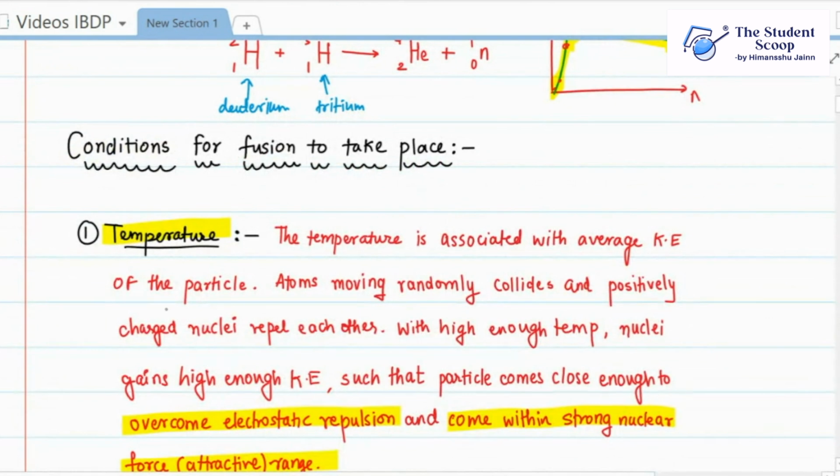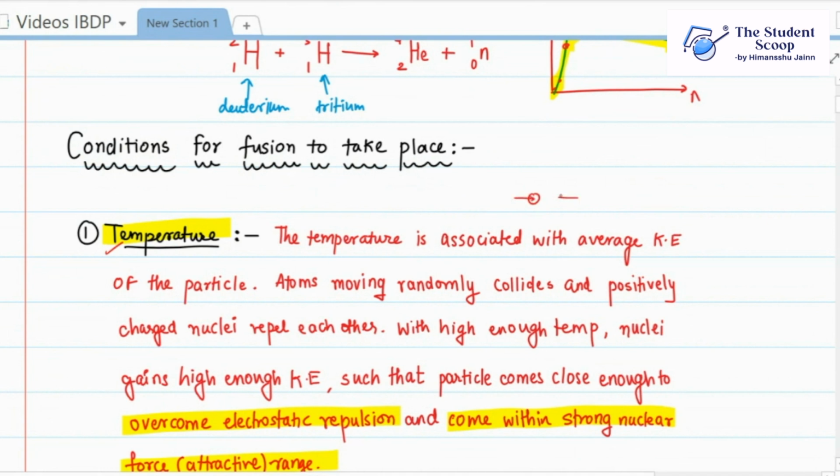The first is the temperature. The temperature is required because if we have a very high temperature of a gas confined in a space, the particles are moving with random kinetic energy and they keep on colliding with each other. When we demand a very high temperature, it means the particles will collide with each other with a very high amount of kinetic energy. The higher the kinetic energy, the closer those two particles can get.